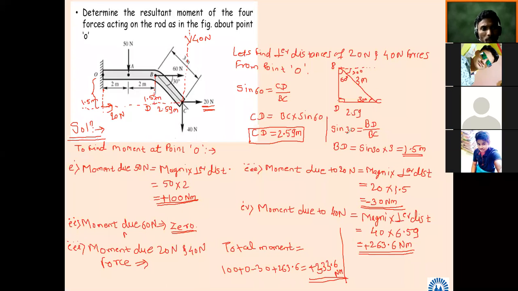Then we found the perpendicular distances, BD and DC. That means the perpendicular distance for the 20 Newton force and for the 40 Newton force, not only distance, perpendicular distance. Finally, we applied the formula force into perpendicular distance, calculated the moments and finally added them. Likewise. Understood? So next we will solve one more problem.